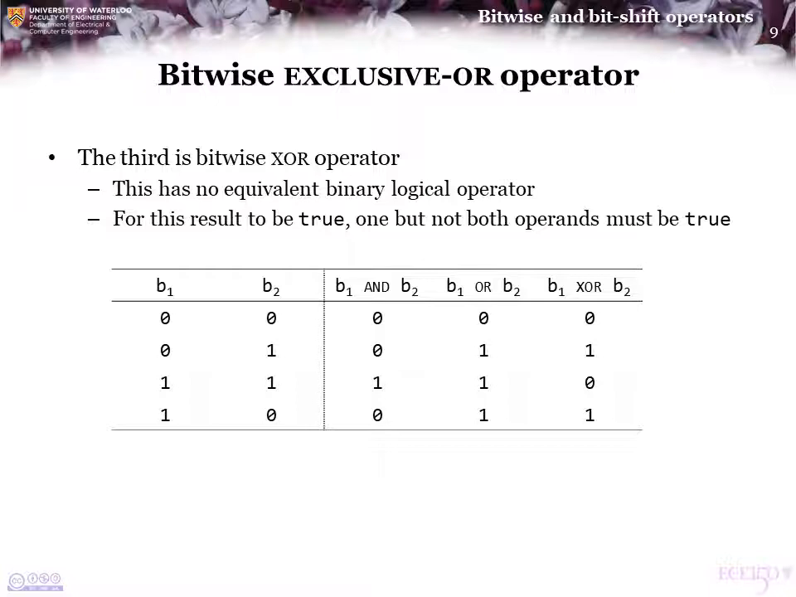So 0 XOR 0 is 0, 1 XOR 1 is 0, and only if one of the bits is 1 is the XOR equal to 1.